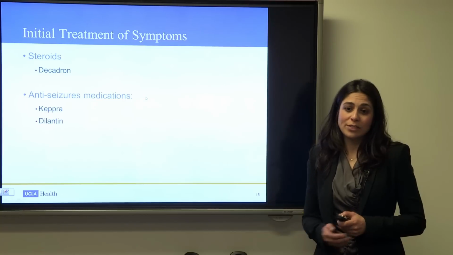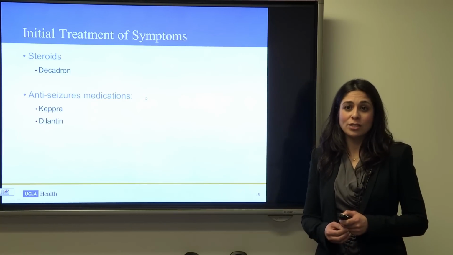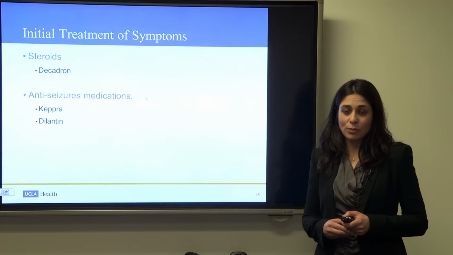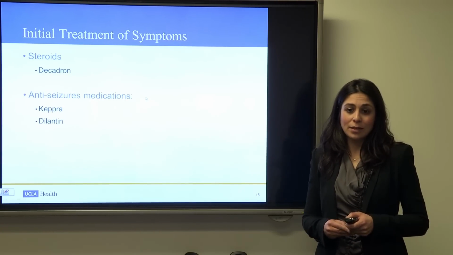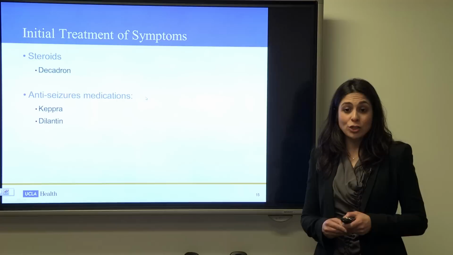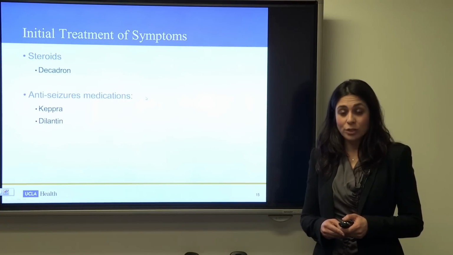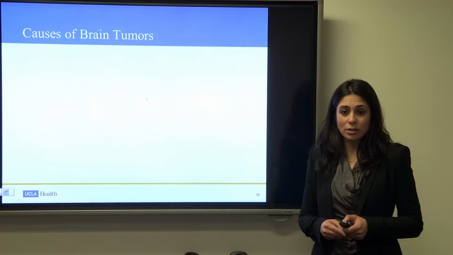The initial treatment of symptoms often consists of giving a patient steroids or Decadron, and that's basically just to reduce the inflammation surrounding the mass and thus decrease the symptoms the patient is experiencing. We also like to give anti-seizure medications, particularly if a patient has had a seizure or we feel like they might be prone to one. So Keppra or Dilantin are commonly used.